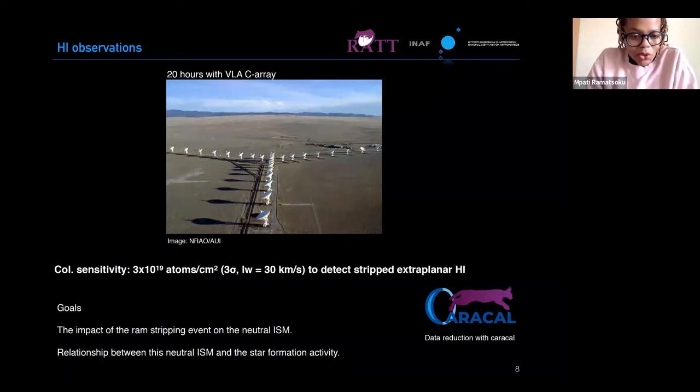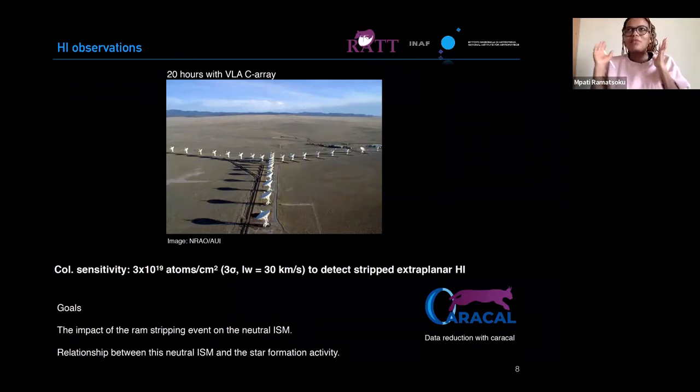We wanted to be able to reach HI column density sensitivities of 3 × 10^19 atoms per square meter at 3 times the noise level. This is assuming that you have a galaxy with a line width of 30 kilometers per second. So this is like your dwarf galaxies per se. This HI column density is where you want to be if you want to detect stripped extraplanar HI.